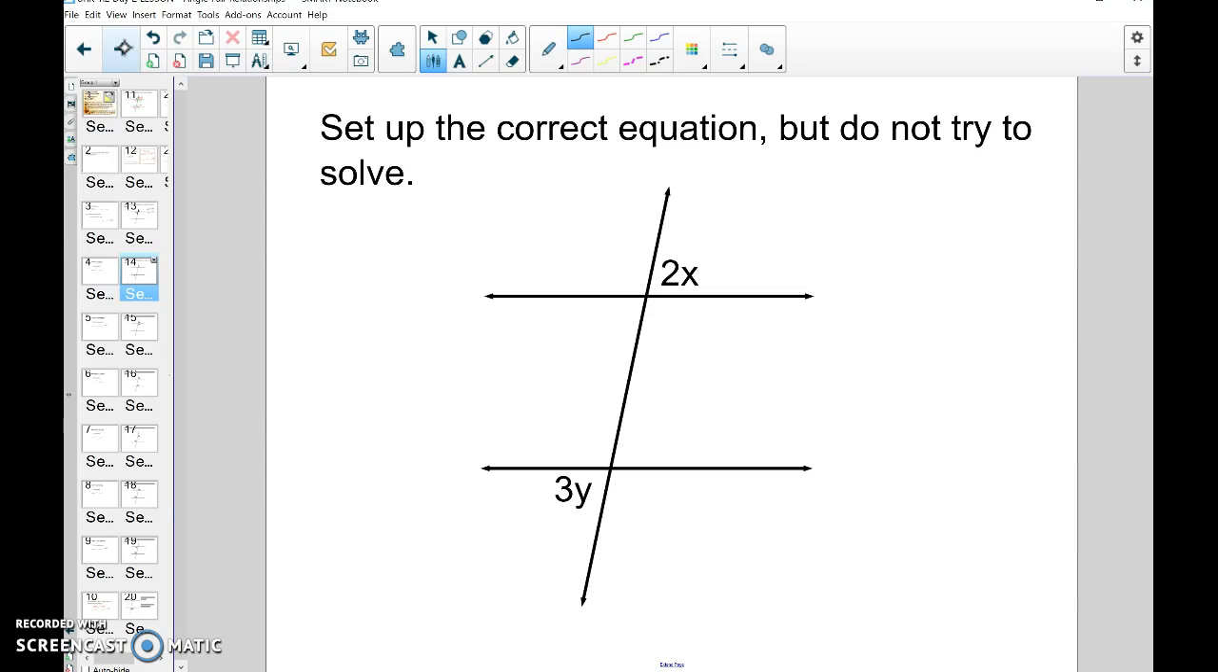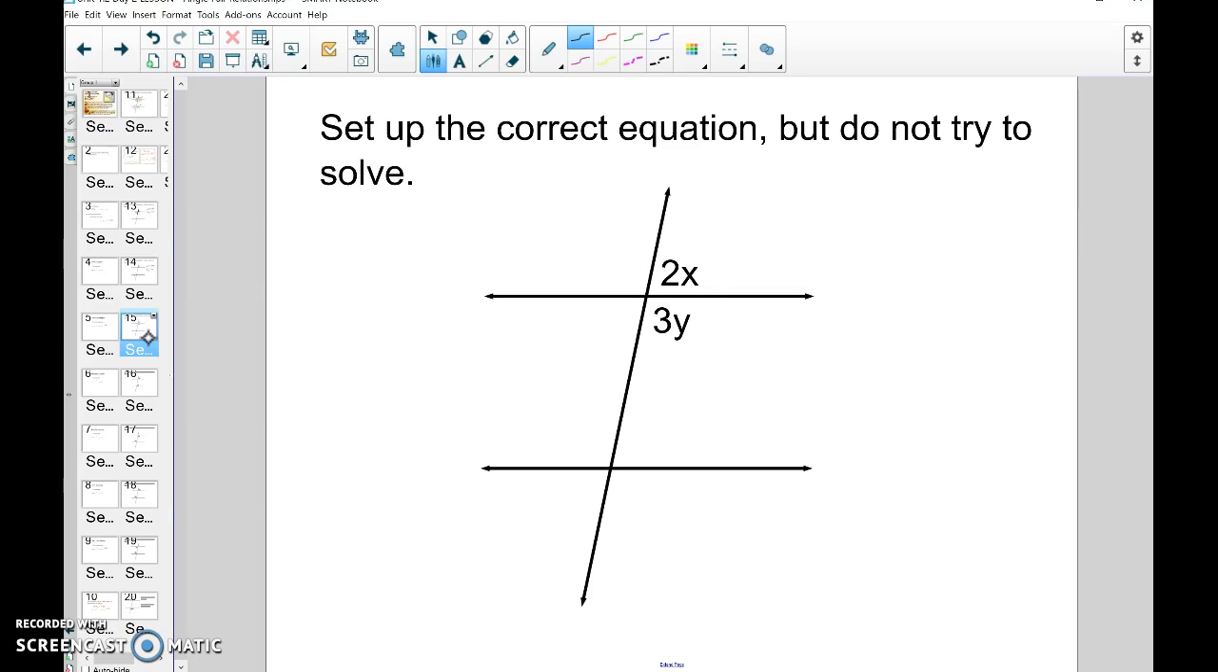I'll do another example. Again, figure out what type these are. Well, this is my interior section, so they can't be an interior set. They're exterior, one's on the right, one's on the left. That means they're alternate exterior angles. If I go back and look at my chart, we just talked about that alternate exterior angles are congruent to each other, which means, again, it's going to be 3y equals 2x.